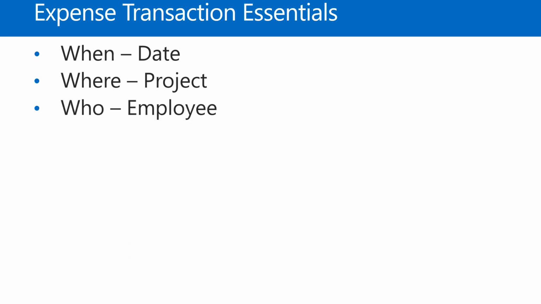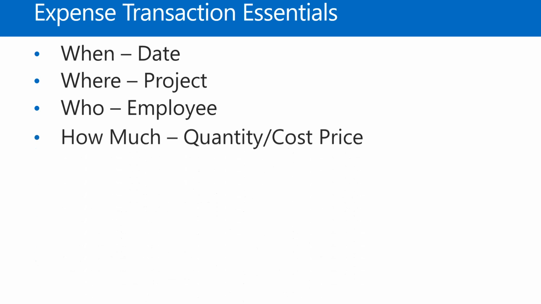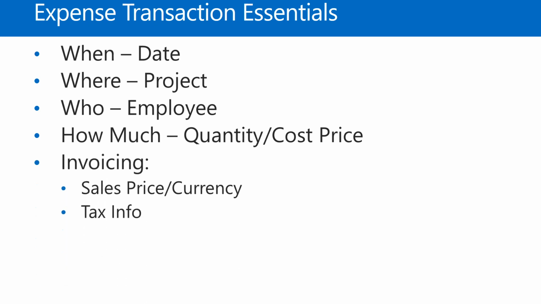Who, you always have the availability of entering an employee or a resource or whatever the field is on your expense transaction. It's where you put your employee number that's associated with the expense, and it can be optional or mandatory. You can actually configure that. And then how much, you always have to define a quantity in your cost or your cost price or both. And then there's the invoicing information, which comes down to the sales price and the sales currency. And then there's always tax information as well.